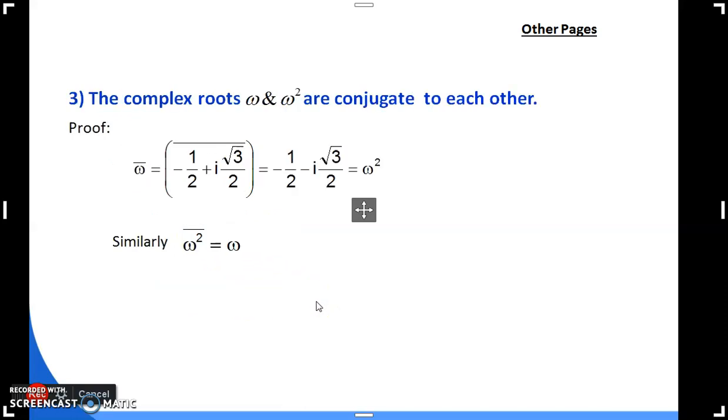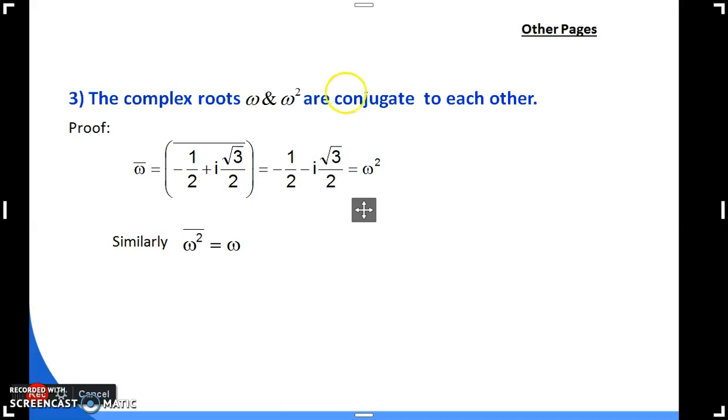Okay, so come to the next property. The complex roots omega and omega square are conjugate to each other. These two, omega and omega square, are complex roots because they have an imaginary part and a real part. Now they are conjugate to each other. Conjugate means, if z equals a plus ib, then its conjugate is written as z bar equals a minus ib.